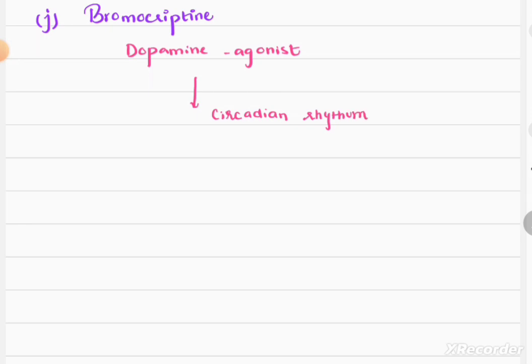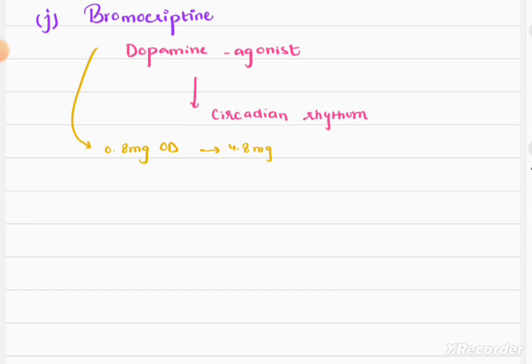So the dosing of bromocriptine is that it is given in the dose of 0.8 milligrams once daily on waking, and it must be taken with food. The maximal dosage can be increased up to 4.8 mg, and we have to titrate the doses weekly by 0.8 mg per day as tolerated and according to the response.